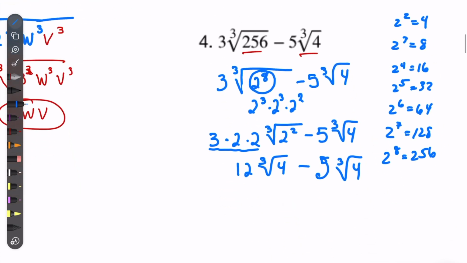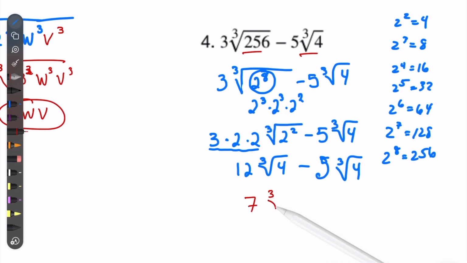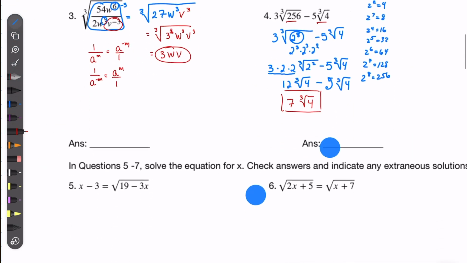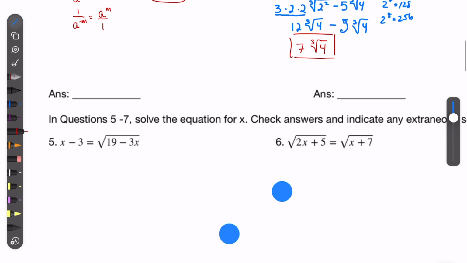And 12 minus 5. See, now they're like radicals. And that just happened. When I simplify it, it turns out they're both cube roots of 4. So now I can add these, or in this case, subtract them. 12 minus 5 gives me 7 cube root of 4. And that's as simple as I can go. Can't cube root 4. You can square root it, but it doesn't want that.